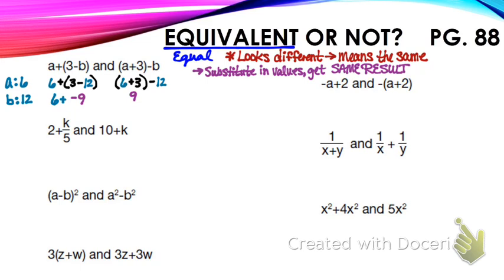Okay, so that means I added those things wrong, right? What is 6 plus negative 9? Negative 3. There we go.